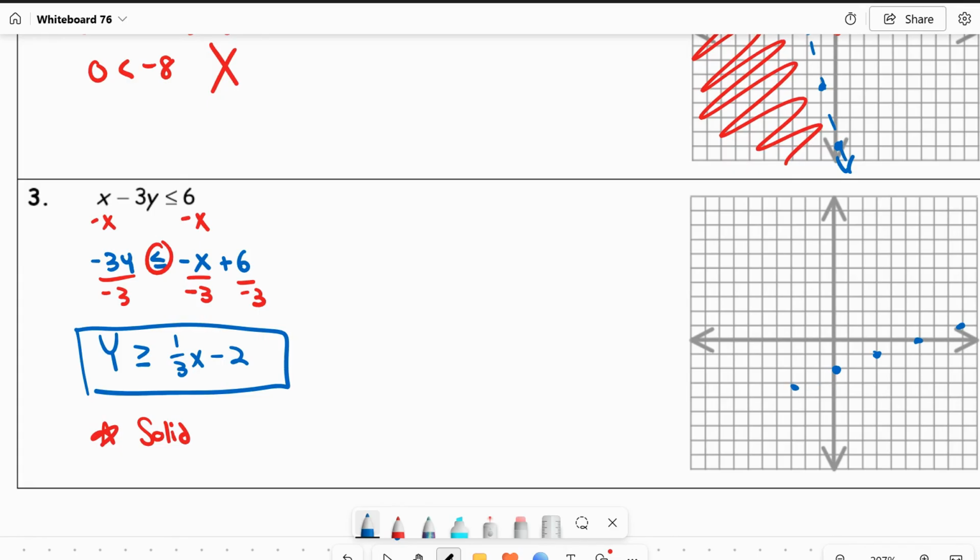Now I'm going to go ahead and graph my line, and this time I will have a solid graph. Once again, I'm going to test a point. 0, 0 is not on my boundary line, so I will test that value.